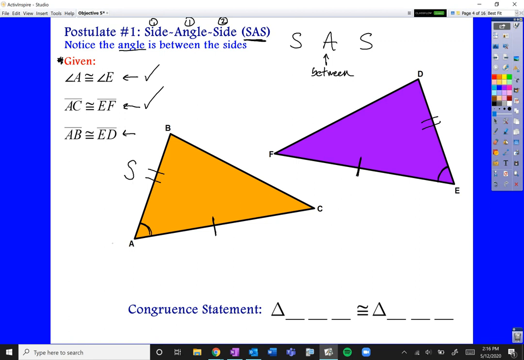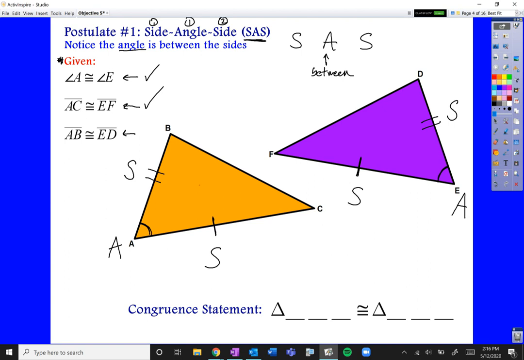You have a side, an angle, and then another side. And over here, you have a side, an angle, and another side. So we now know that these two triangles are congruent because they follow postulate number 1, which is side, angle, side. So here's what our congruence statement is.